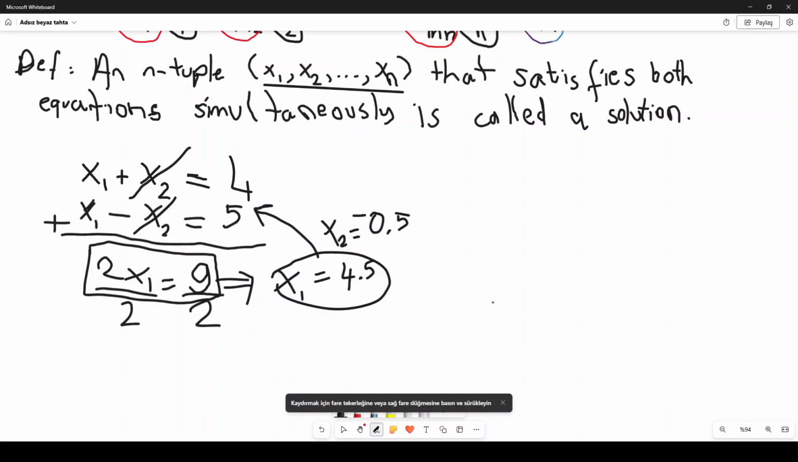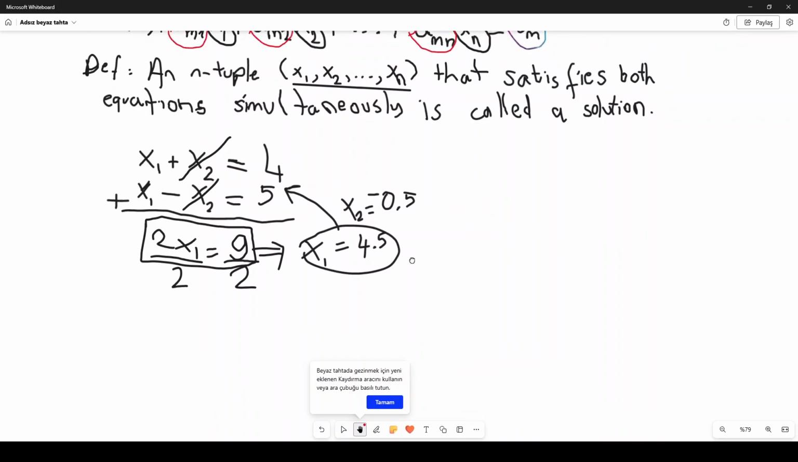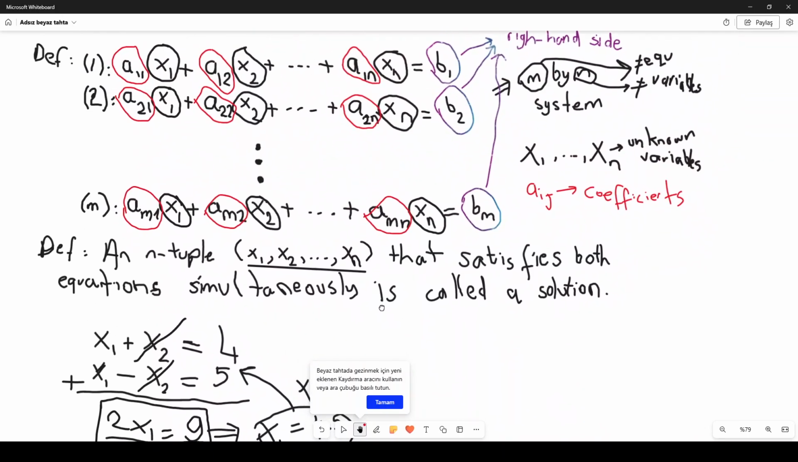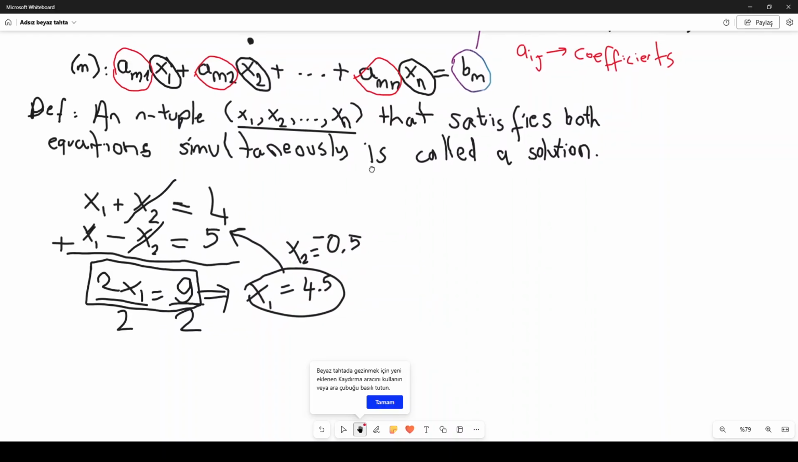Okay, why did I mention this again? Because now we have a much more complex situation. We will not have just two equations and two unknown variables, but a simple observation that we made by taking into account the solution of such a simple case can be generalized to a more general case where we have m equations and n unknowns.